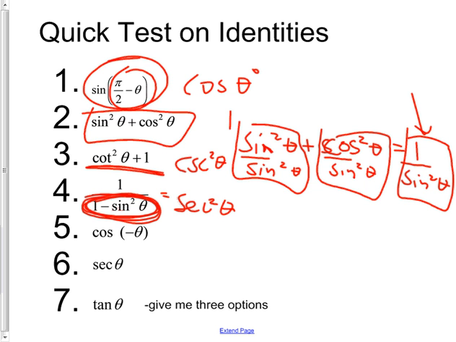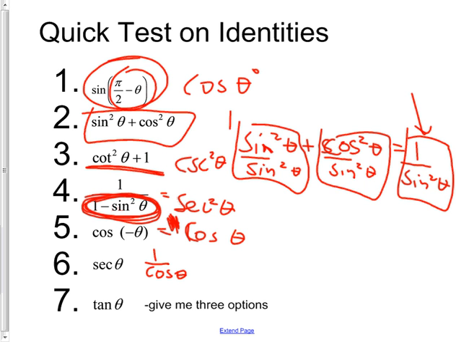Okay, number 5. Cosine of negative theta equals cosine of theta. The only question is, is there a negative that sticks to it or not? No. So this is the correct answer without a negative. If I had done it with tangent or sine, then the negative would have stuck and it would have been right here. But it's not tangent or sine. Number 6, secant. If it's just something simple like secant, then you should be thinking inverse. And that's 1 over cosine.